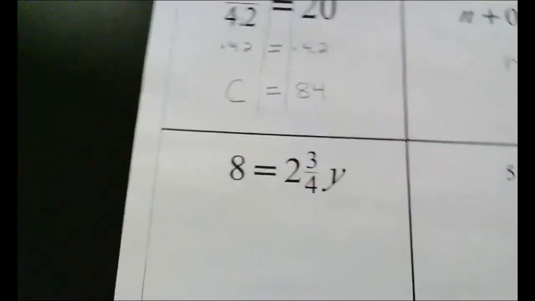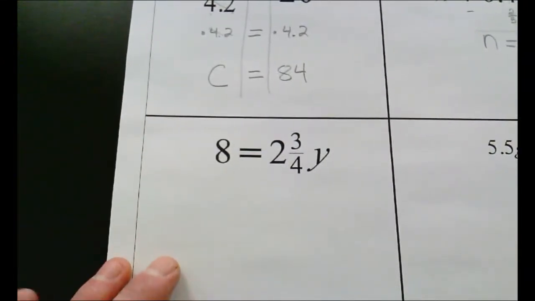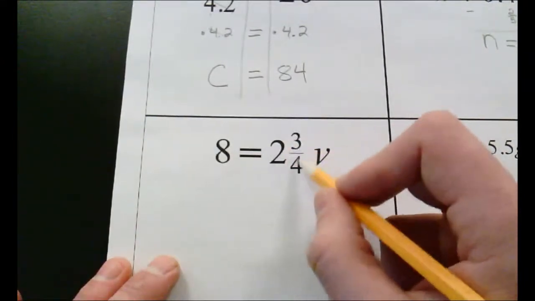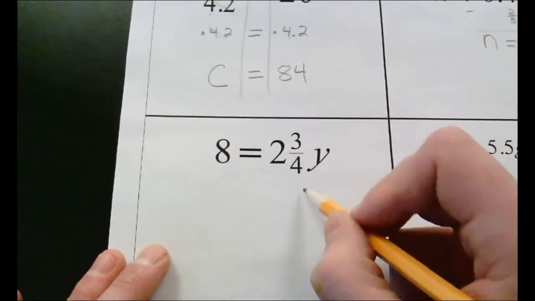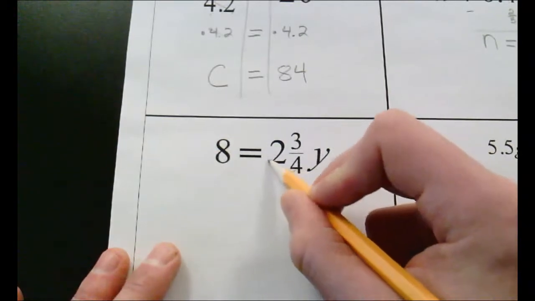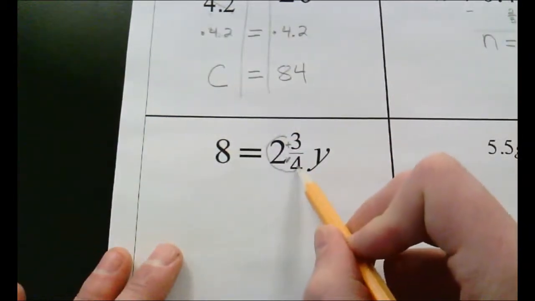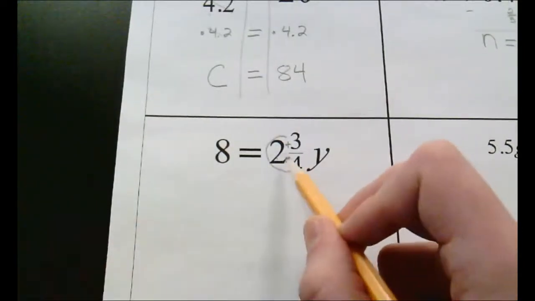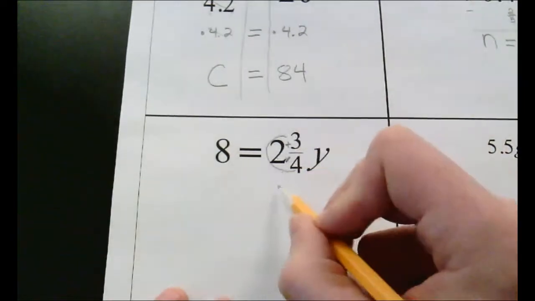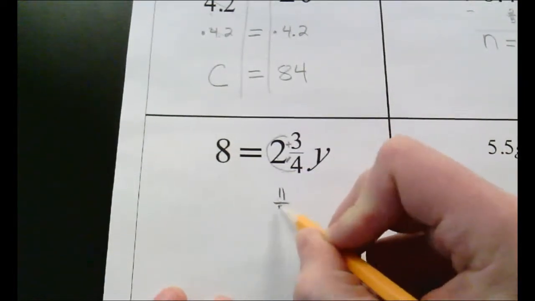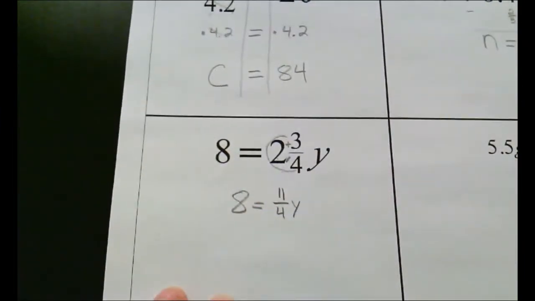Here's where it gets a little bit more confusing. We have 8 equals 2 3/4 y. Well, to understand this, we have to figure out what fraction this actually is. Right now, this is just a mixed number. So if I was going to turn this into a fraction, we talked about a half clock, so we're going to multiply and add. We take our denominator, 4 times 2 gives me 8, so 2 is 8/4, plus 3 more fourths gives me 11/4. So I have 11/4 y equals 8.